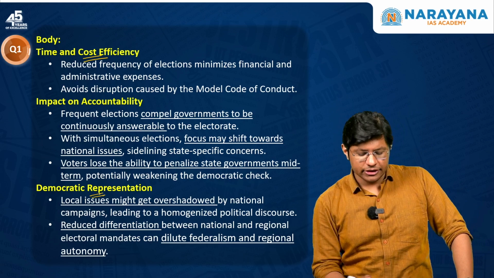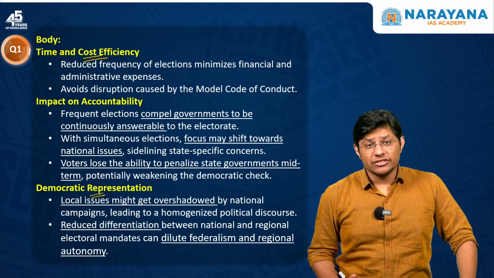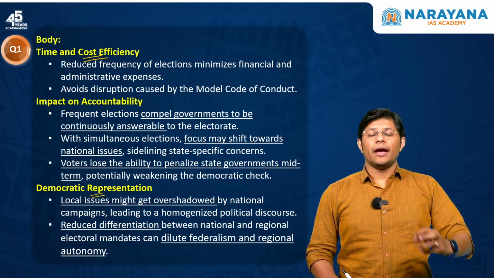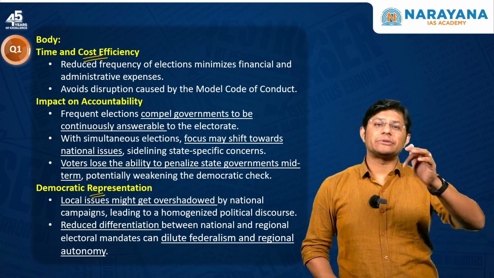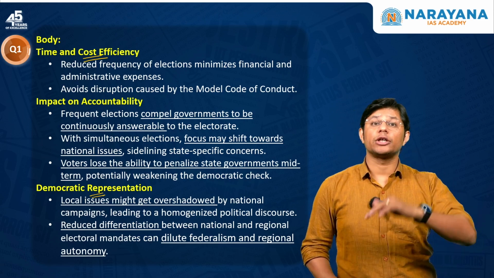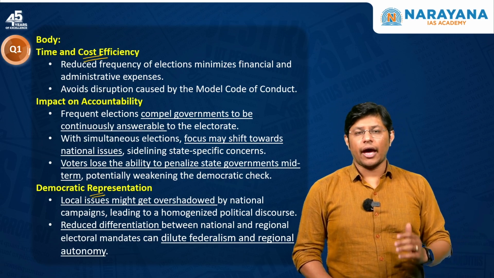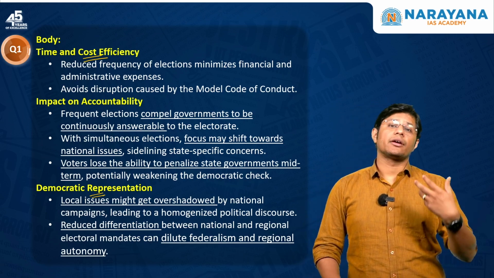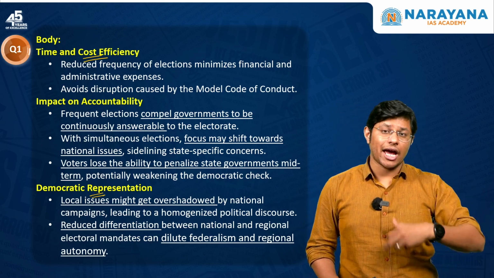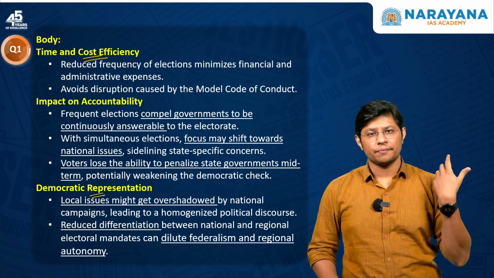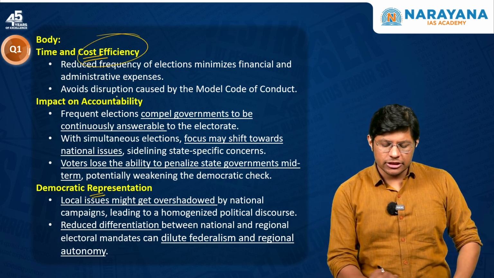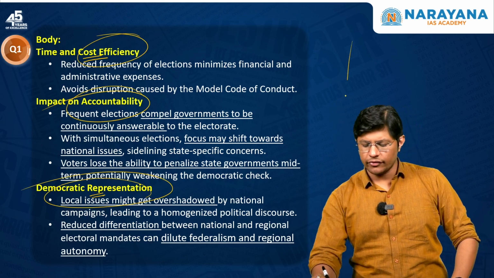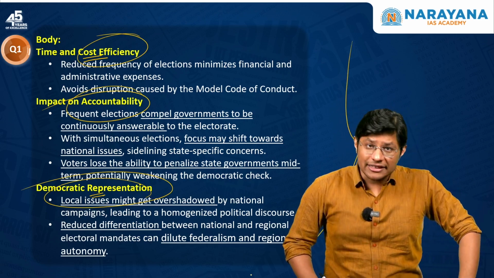Democratic representation. Because of simultaneous elections, the local issues might get subsumed or ignored because of the national issues. And this might threaten the federal structure of the country and the states' autonomy as well. This is how you have to write the answer in the body. These are the dimensions asked in the question, and here we have addressed what's been asked in the question.